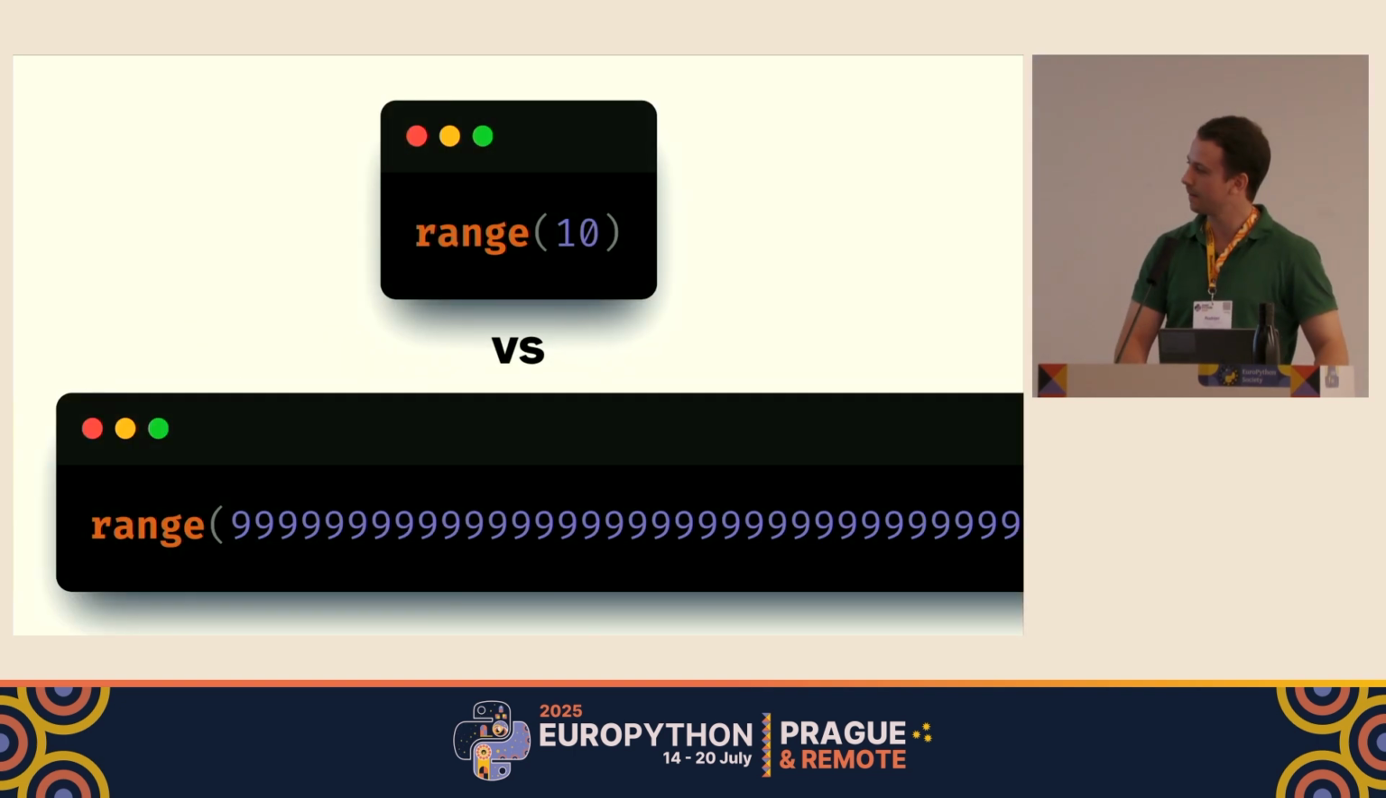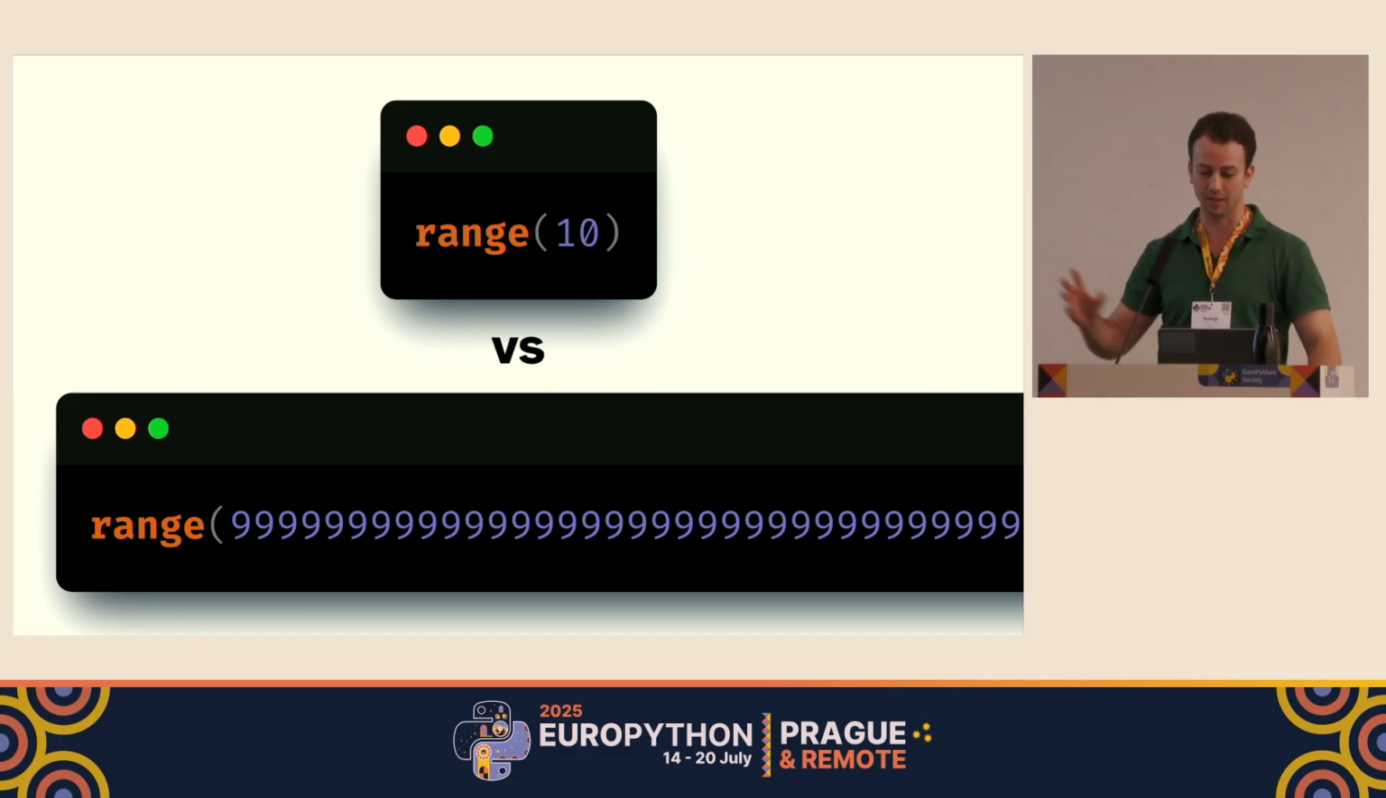All right, so then I do have a question for you. I have two snippets of code on screen. You can see range of 10 and also range of a gazillion. And the question is, which of these runs faster? Yeah, it's roughly the same. It might take a nanosecond longer to parse the gazillion, but the truth of the fact is that these two ranges run in about the same amount of time.